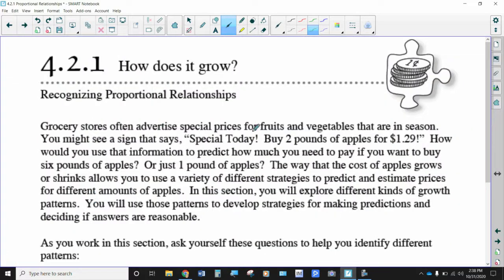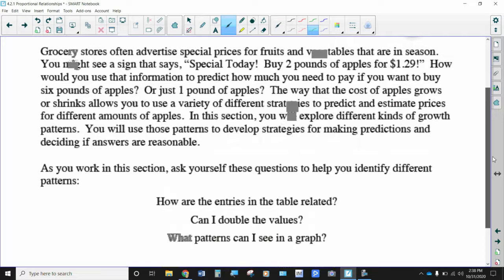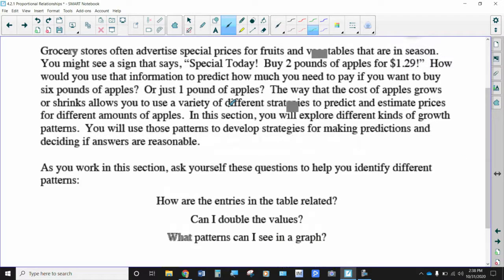All right, so grocery stores often advertise special prices for fruits and vegetables that are in season. You might see a sign that says, special today, buy 2 pounds of apples for $1.29. Would you use that information to predict how much you need to pay if you want to buy, say, 6 pounds of apples or just 1 pound of apples? The way that the cost of apples grows or shrinks allows you to use a variety of different strategies to predict and estimate prices for different amounts of apples.